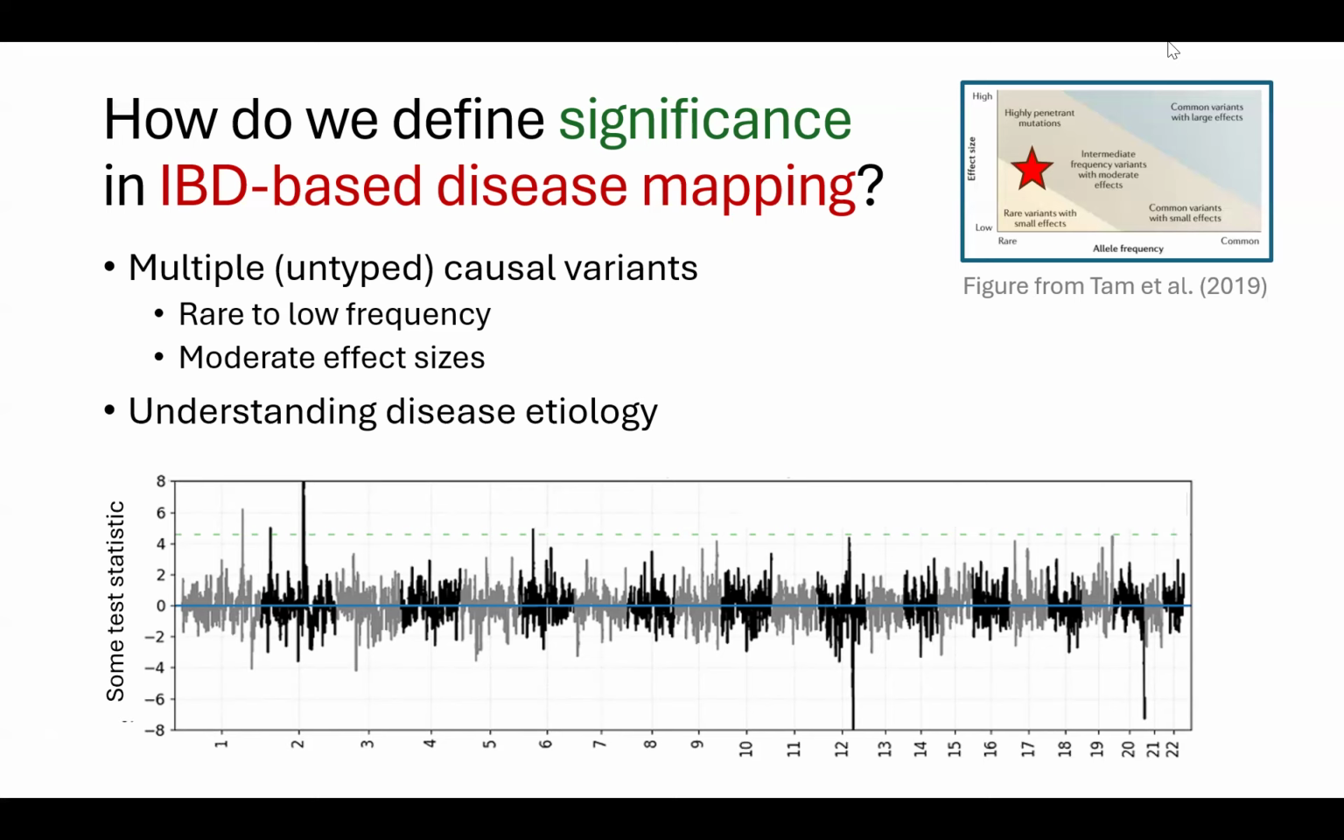We'll be considering the 22 human autosomes on the horizontal axis, and on the vertical axis, we'll be considering some test statistic. And we would like to determine what this horizontal green line is, the genome-wide significance level, such that the loci exceeding that threshold will be investigated further.